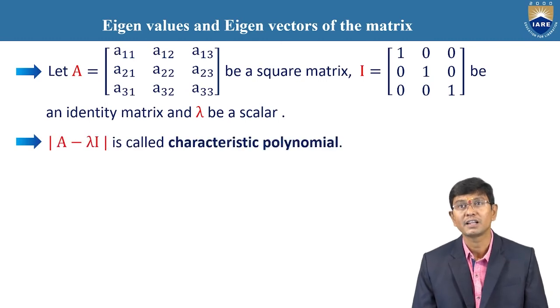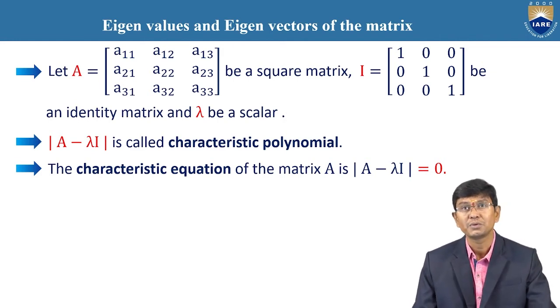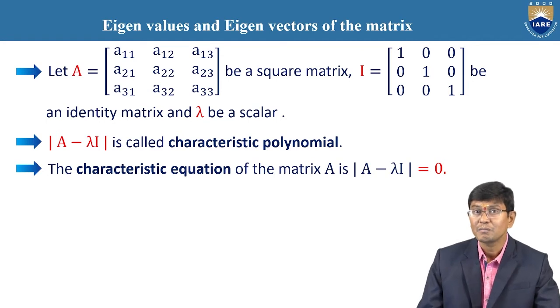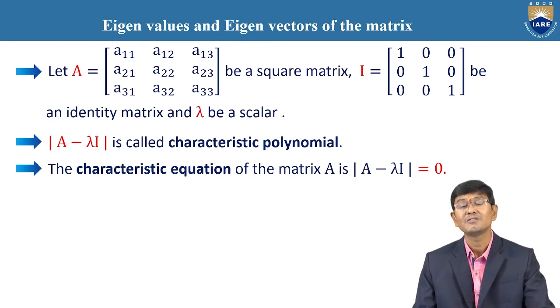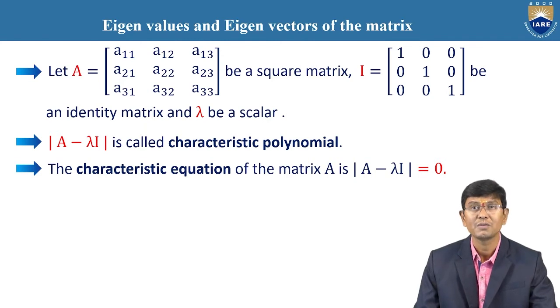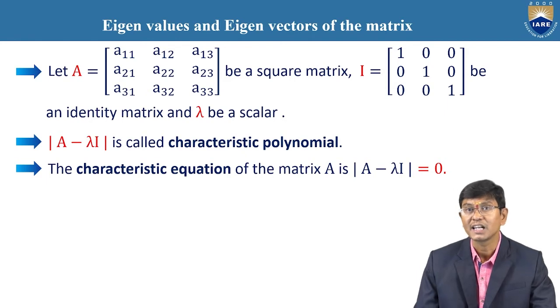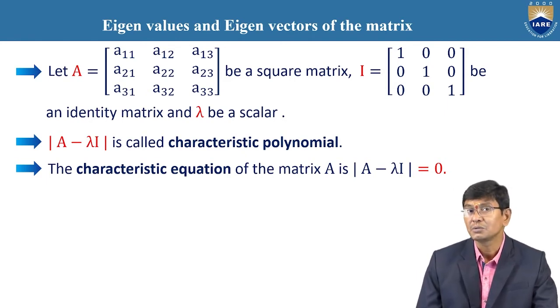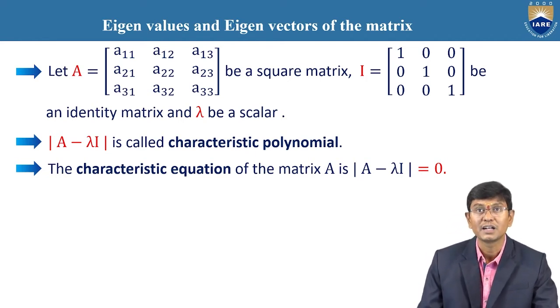Now, we need to understand one other definition. Let A be a square matrix of order 3, with entries a11, a12, a13, a21, a22, a23, a31, a32, a33. Also assume that I is the corresponding unit matrix of order 3, that is 1, 0, 0; 0, 1, 0; 0, 0, 1. And also consider lambda as a scalar. The determinant of A minus lambda I is called the characteristic polynomial. By equating it to 0, we get the characteristic equation, that is determinant of A minus lambda I is equal to 0. Up to the previous problems, we completed finding the eigenvalues by using A, I and lambda.